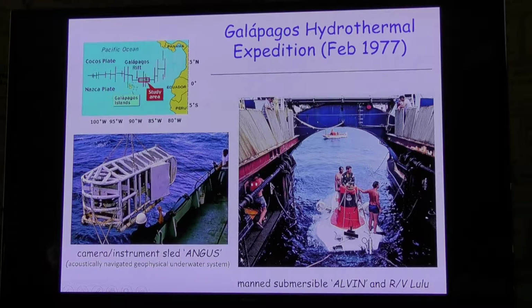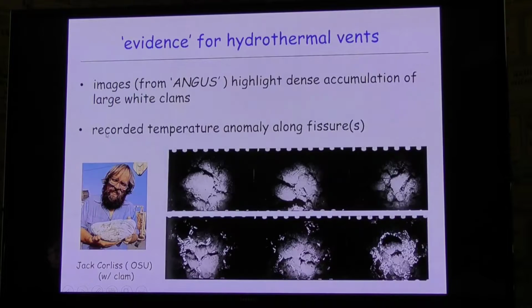Very clever. So Angus actually was put down initially at the seafloor. And Angus has sensors on it that could look for Eh anomalies, sort of particle anomalies, temperature anomalies, and so forth. And so these are the tools that the Galapagos hydrothermal expedition used, both Alvin and the camera sled. In essence, the evidence for the hydrothermal vents came initially from the recorded temperature anomalies along cracks that were visible on the seafloor. So there's a camera on Angus, as well as these different sorts of sensors.